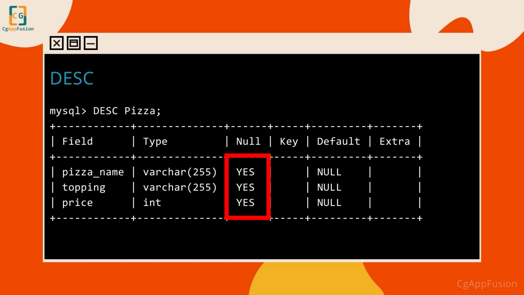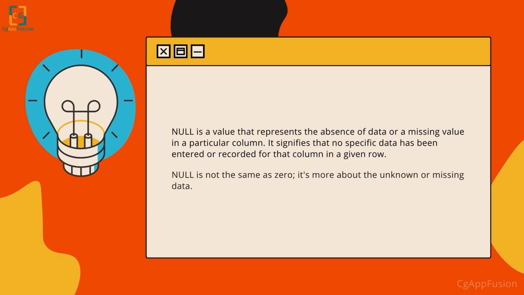Null is a value in SQL that represents a lack of any value. Because null means no value, by having yes in a null section, we are basically telling SQL that we don't require our users to put a value in that column. So right now when we are creating our pizzas, we can leave the pizza name, the topping, and the price empty. So we don't have to provide any information.